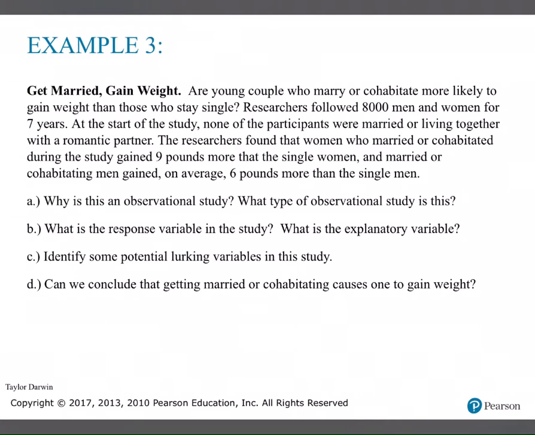So we're going to answer a couple questions. Why is this an observational study? This is an observational study because you can't control who marries who. That's up to the individual. That's up to the people that you're studying. So you get to choose marital status. I'm going to write over this. I'm sorry.